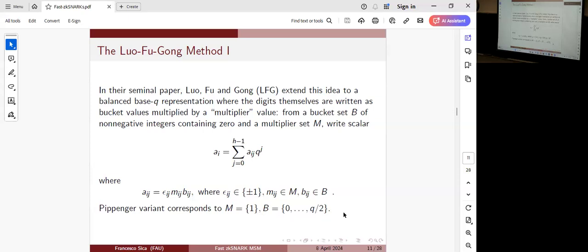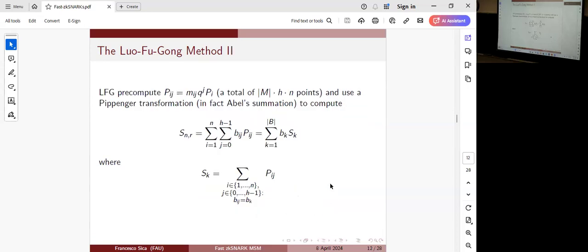but the advantage is that the bucket size decreases. So it's not q over 2 anymore, but you have fewer points to add. And so it's as before. You have some buckets here, all the possible values of the bucket elements, and then you can compute your multiscalar multiplication in this way, where S_k is the sum of the P_i's where the multiplier b_ij is equal to a single b_k.